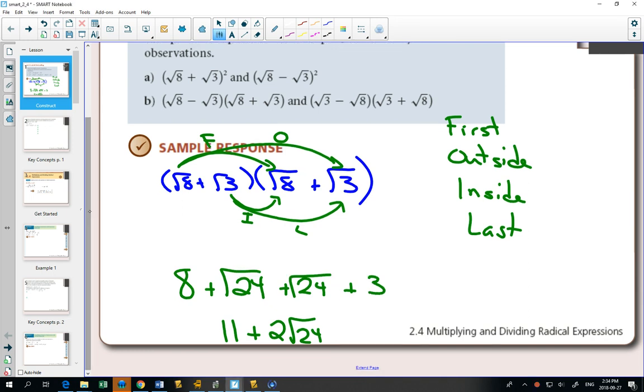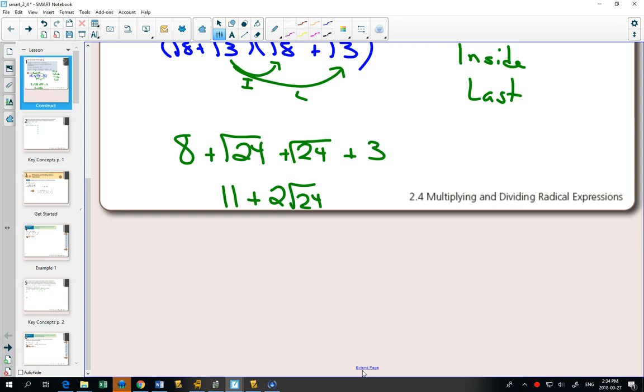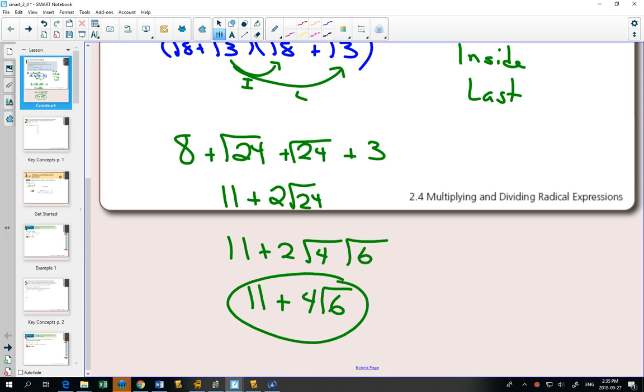Should I get full marks? No, I shouldn't. What do I still need to do? I have to reduce the root 24 to its simplest form. So what are two numbers that multiply to give me 24, where one of them is a perfect square? 6 and 4. I'll put the 4 first. So now I have 11 plus, well, square root of 4 is 2. 2 times 2, 4. And there's my final answer.